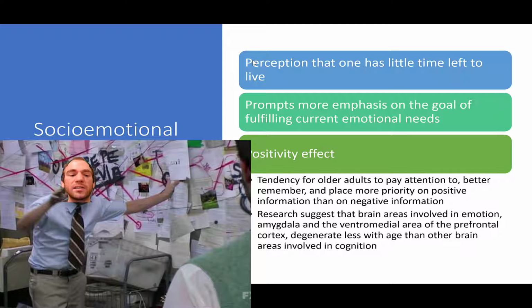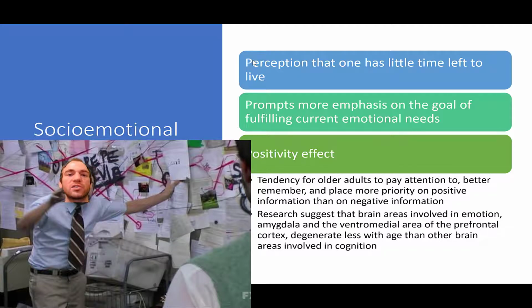So the idea here is that this is a theory associated with why older adults may have a positivity bias, and that's their emphasis, as stated in the previous slide, on fulfilling their current emotional needs. They feel like they have less time to live. And this creates a positivity effect wherein they attend to and remember more positive information at higher rates than negative information.